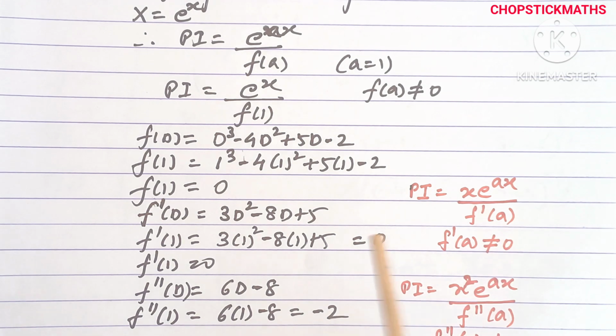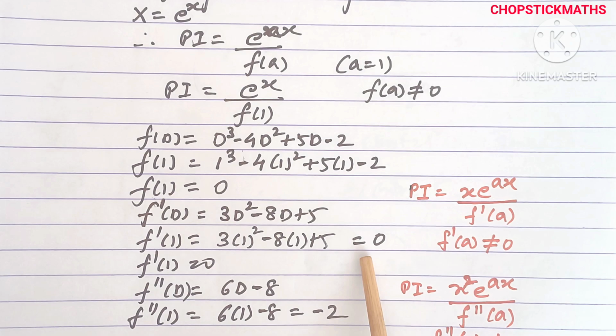That is, we have to find the derivative of f of D. That is, f prime D is equal to 3D square minus 8D plus 5. Now let us substitute D is equal to 1 in f prime D. Therefore, f prime 1 will be equal to 3 into 1 square minus 8 into 1 plus 5, which again is equal to 0. That is, f prime 1 is equal to 0. However, we see the condition over here, f prime of a should not be equal to 0, but we are getting here f prime of 1 is equal to 0.